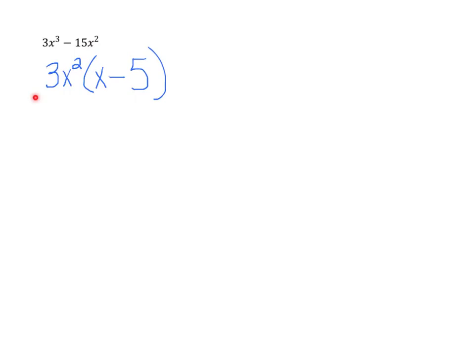So this is now factored. If you can't see this, then you will need to write out prime factorization. So you're looking for the greatest common factor of each term, and you're going to divide each term by that factor.